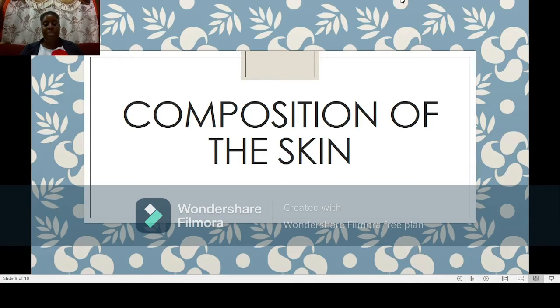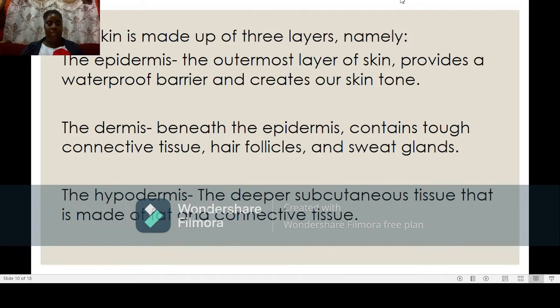Next, we have the composition of the skin. Now, what is the skin made up of? Does anyone know? Let's find out. Now, the skin is made up of 3 layers. We have the epidermis, the dermis, and the hypodermis. The epidermis is the outermost layer of the skin, and it provides a waterproof barrier and creates our skin tone. So the part you see here is our epidermis, because we get to see our skin color by looking at this.